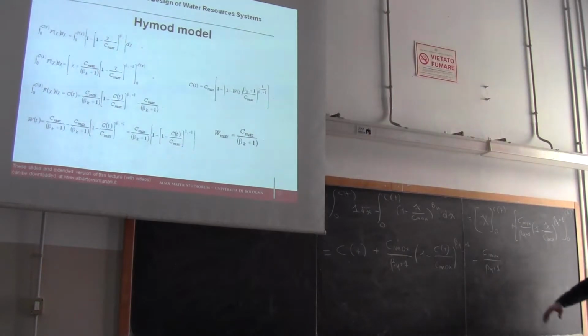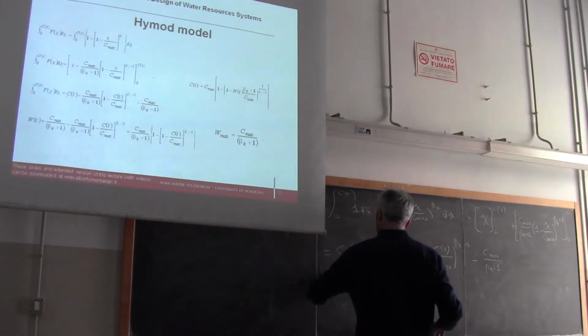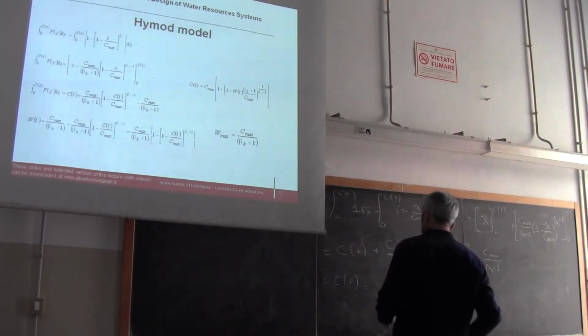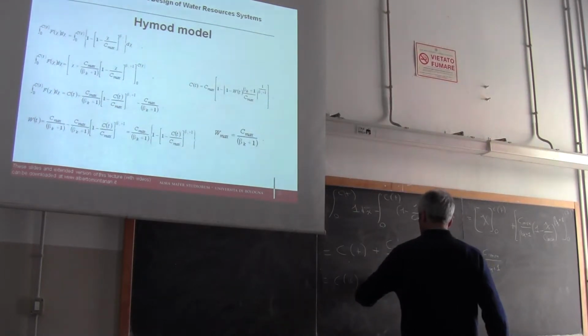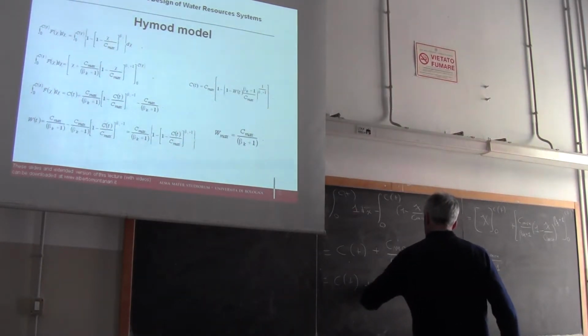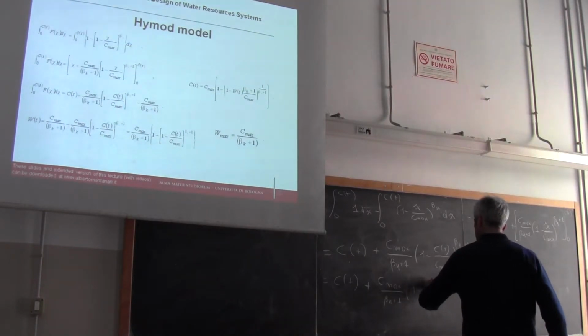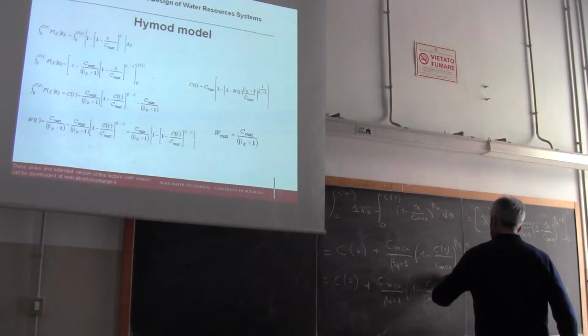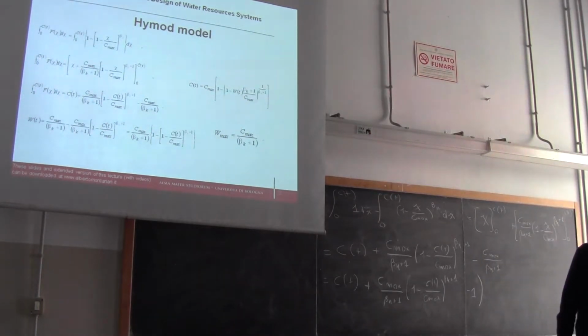Okay, this is the result of the integral, and I have the same factor here, which I can take as a multiplier, plus Cmax divided by beta k plus 1, which multiplies this one here, 1 minus Ct divided by Cmax to the power of beta k plus 1 minus 1. Okay, this is my result.